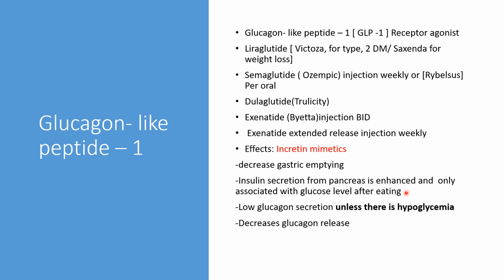Remember I said in type 2, they have good pancreas, but there is insulin resistance. The low glucagon secretion will be the case when you are using these medications. The level of glucagon secretion will drop. And remember, glucagon will shoot the glucose up. We need glucagon in hypoglycemia, not in hyperglycemia. So we don't need it, and the drug will do just that for you. But in hypoglycemia, that will not be the case, okay? And then the glucagon secretion and release will be decreased.